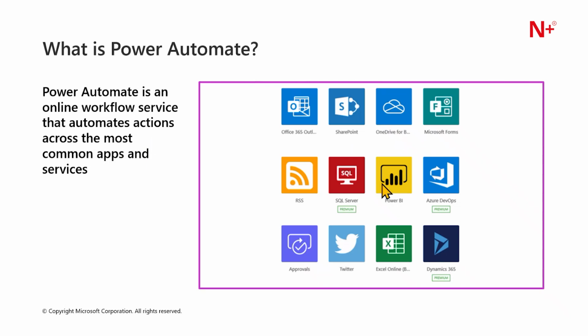These are some of the examples that they've given here. You could use it with Outlook, SQL, Power BI, Azure DevOps, SharePoint, Forms, Twitter, Drupal, etc. There are 1,400 plus connectors that you would be able to use within Power Automate.